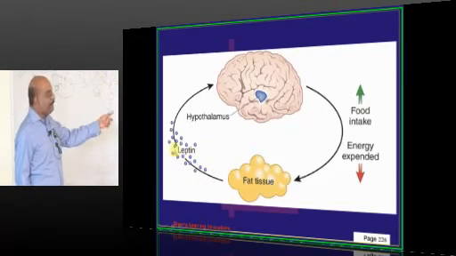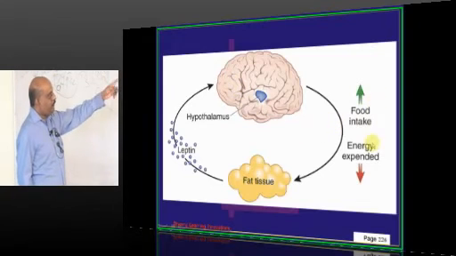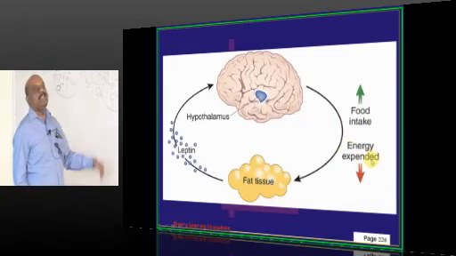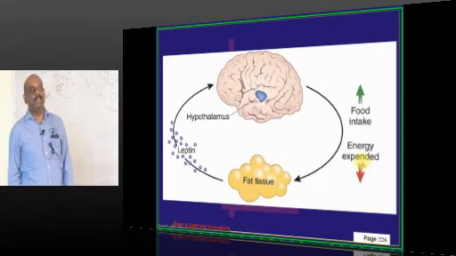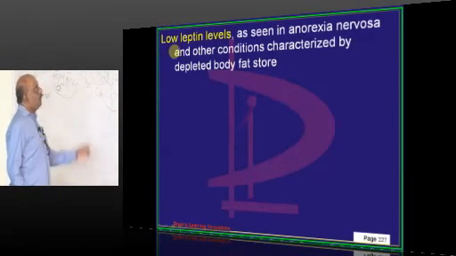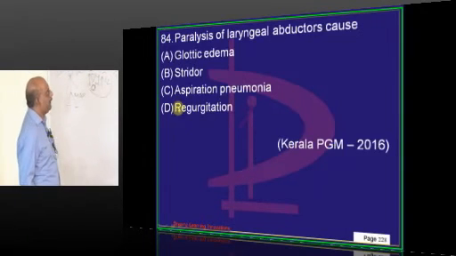Typically leptin is released by fat tissue and goes to the hypothalamus. And that will enable increased food intake and decrease of energy expenditure. So, it is important in the obesity mechanism. Low leptin levels are a feature of anorexia nervosa, is what needs to be remembered.